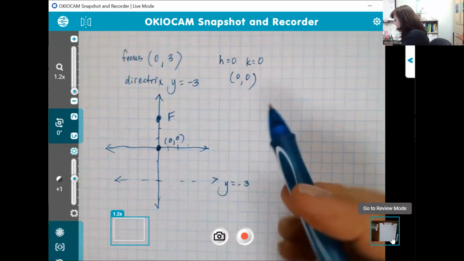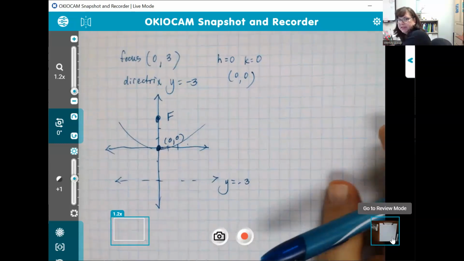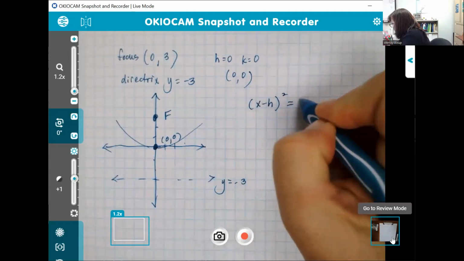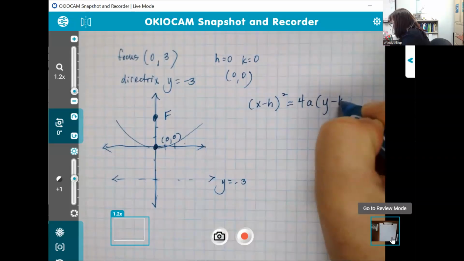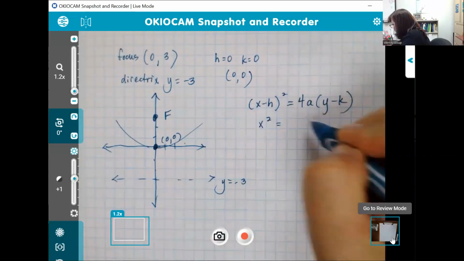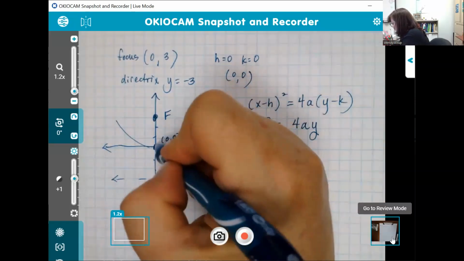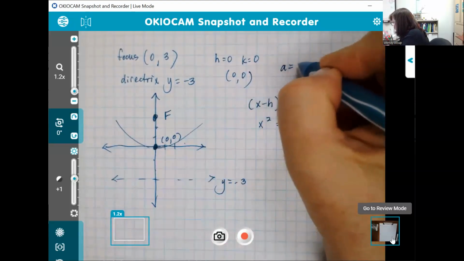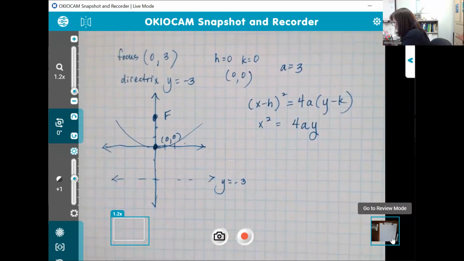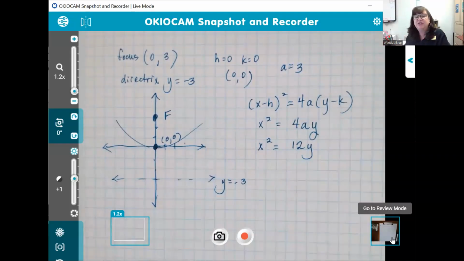All right, and which way are we opening? We're opening up, right? Because you open toward your focus. So I then know that this is (x minus h) squared equals 4a times (y minus k). I know my h and my k, so now I've got x squared equals 4ay, and I know my a value. My a value is 1, 2, 3. It's the distance from the vertex to the focus and the vertex to the directrix. So my a value is 3, so I've got x squared equals 12y as my equation.